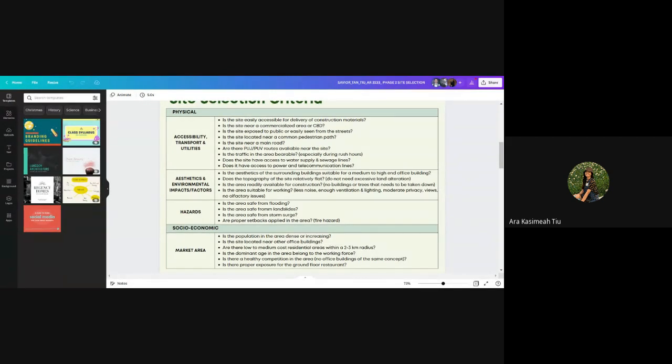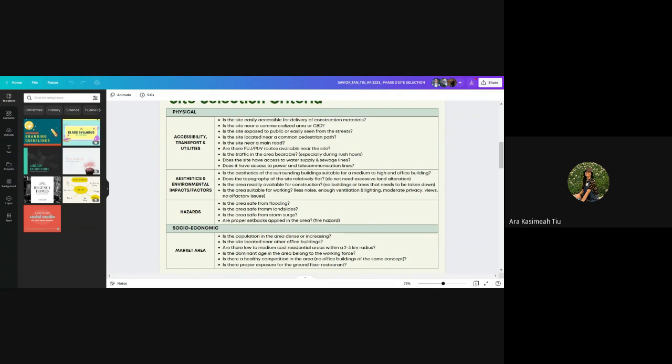So for accessibility, we focused on the delivery of construction materials and the exposure to the public. For transportation, we focused on the public utility vehicle routes and the traffic flow in the area. For aesthetics, we assessed the surroundings of the site and its cleanliness. For environmental impacts, the topography of the site should not need excessive land alteration, and we also looked at the existing trees and buildings in the site. We also assess if the area is suitable for working. And for the hazards, we have flooding, landslides, and storm surge, and added fire hazards by applying proper setbacks.